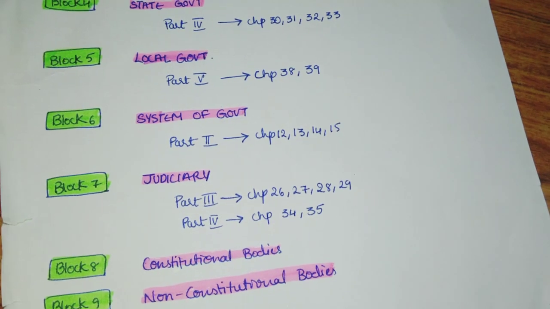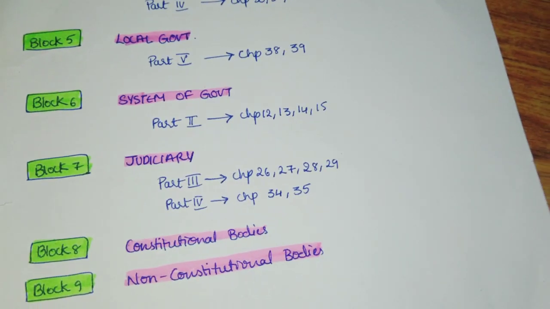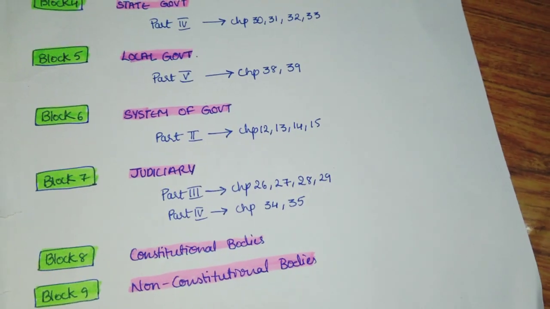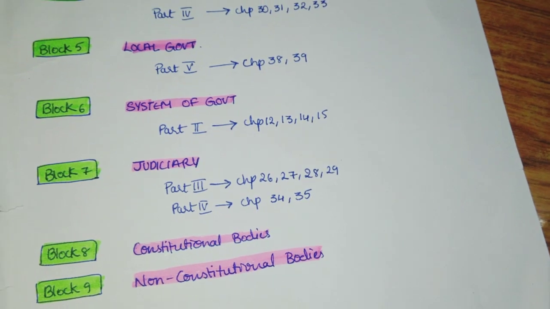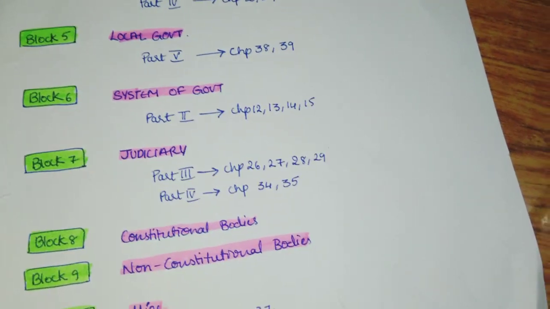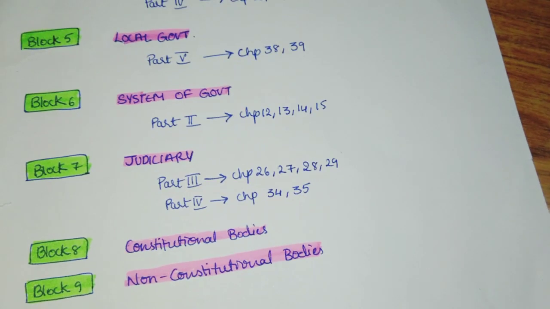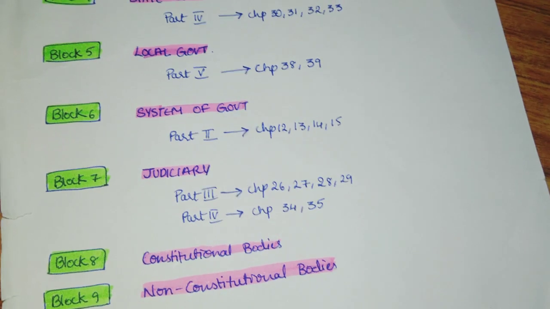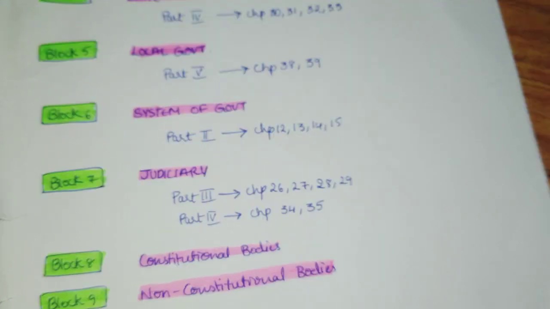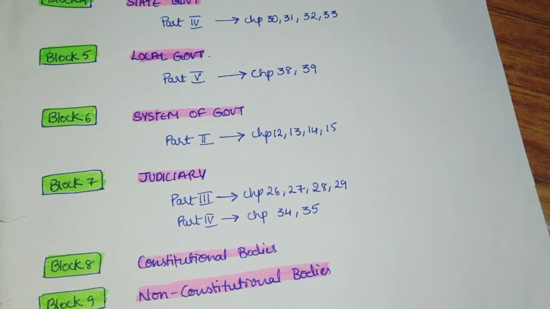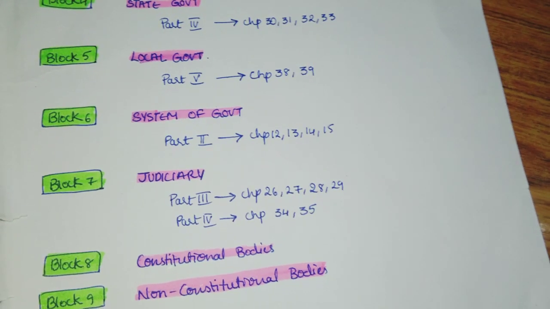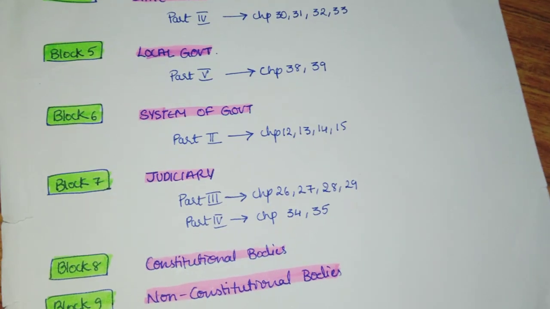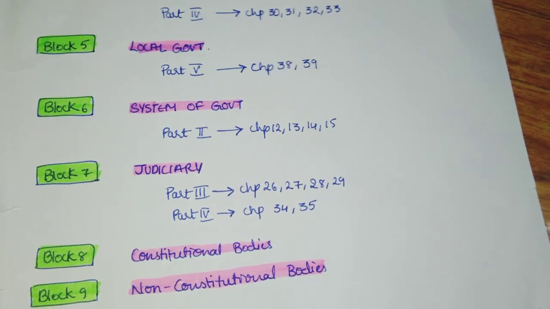Block 7 is judiciary. In judiciary we have central judiciary, that is the overall all India judiciary, and also state-wise judiciary, right? Judicial system. This is an integrated system, right? In part 3 we have chapters 26, 27, 28, 29. Chapter 26 is Supreme Court, and from chapter 26 to chapter 29, that is public interest litigation, you can study from part 3. And part 4 consists of High Court. The 34th chapter is High Court, and the 35th chapter is subordinate court. So you can entirely make this under the judiciary block and read this.